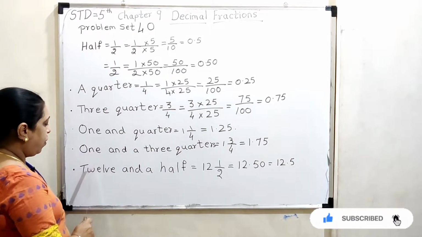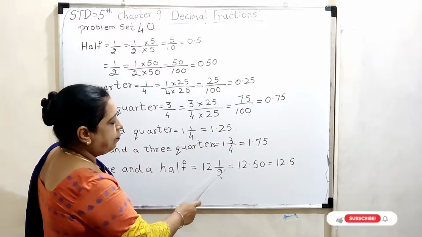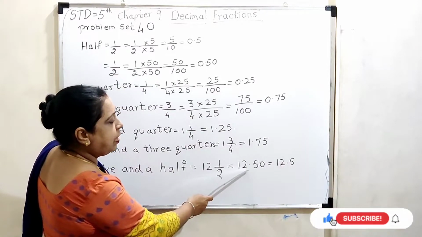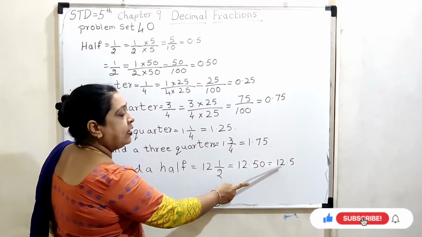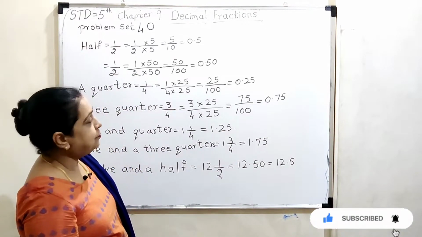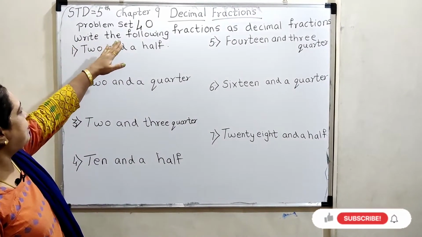Now 12 and a half. How do we write 12 and a half? 12, 1 upon 2. So in decimal form we write 12.50 or we can write 12.5 also. Okay, understood this much? Okay, so now we'll solve problem set 40.